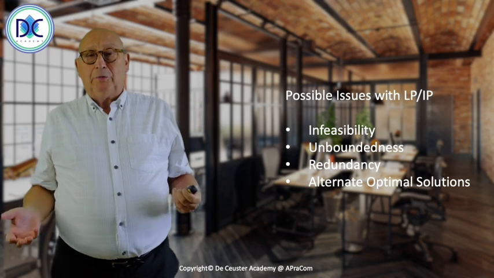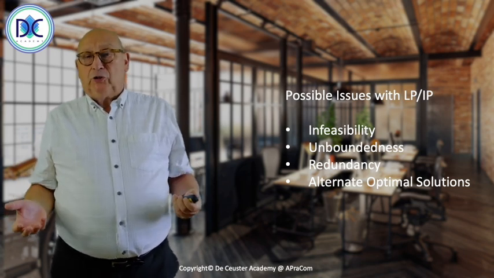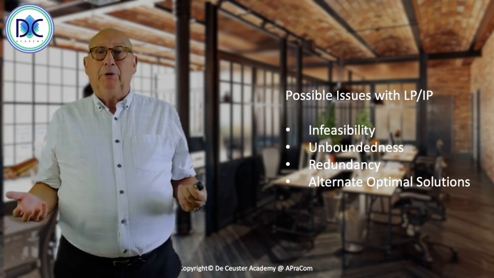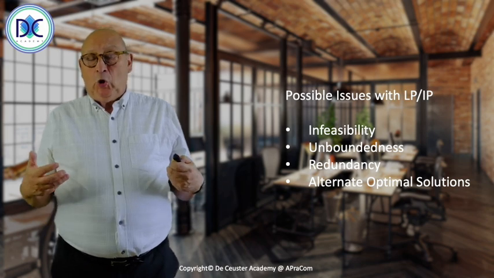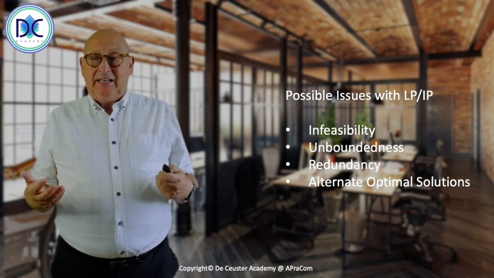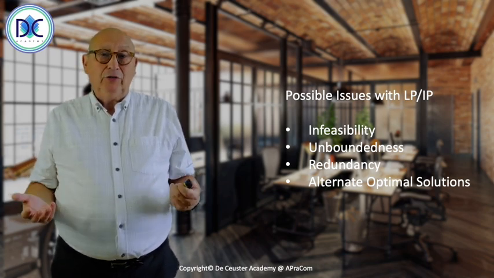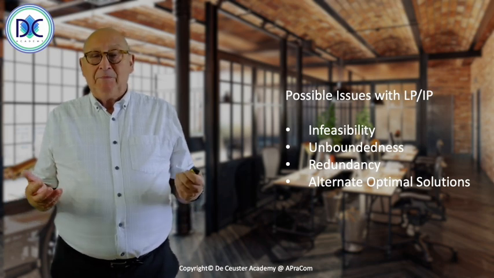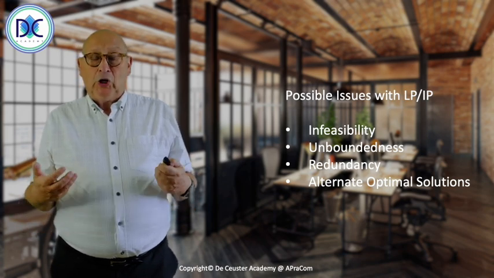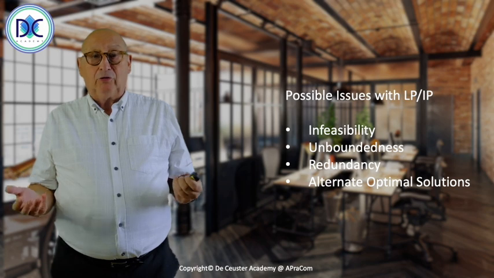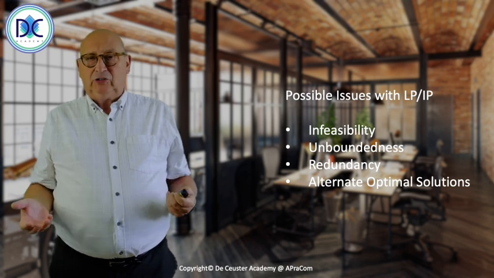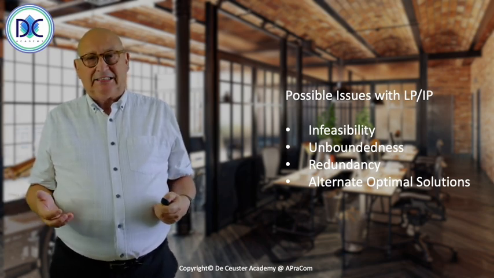We also look into the possible issues with linear programming. First of all, we have the problem of infeasibility. We have the unboundedness, which is typically a problem when we have maximization problems. We look at redundancy, where we have certain inequalities which basically do not add anything new. They are redundant. We can remove them from the solution. And we also have cases where we have alternate optimal solutions, for example, infinite possible solutions that make it more difficult to make a selection. So these are some issues that we also described in this lesson.